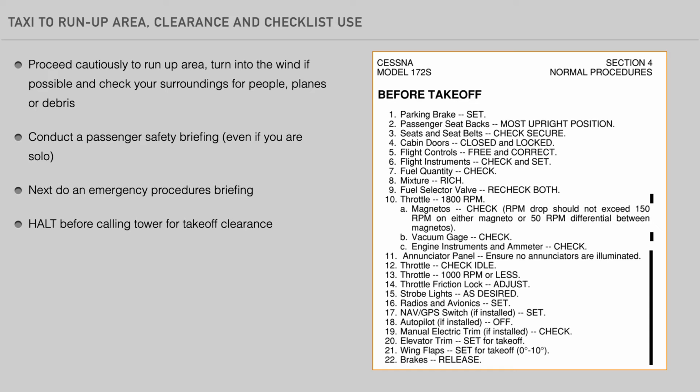Next, proceed cautiously to the run-up area. Turn into the wind if possible and check your surroundings for people, planes, or debris. Then go through your before takeoff checklist. Conduct a passenger safety briefing even if you're by yourself, and then an emergency procedures briefing. HALT before calling tower for your takeoff clearance.